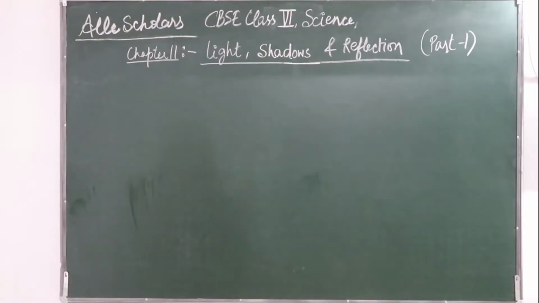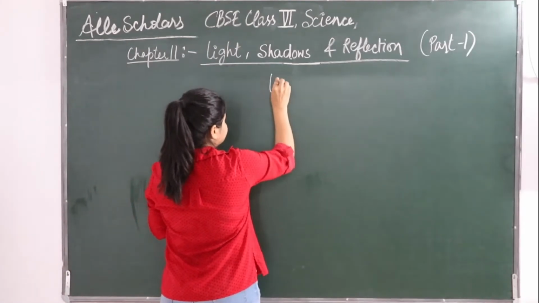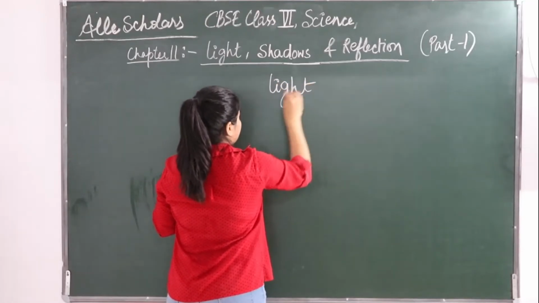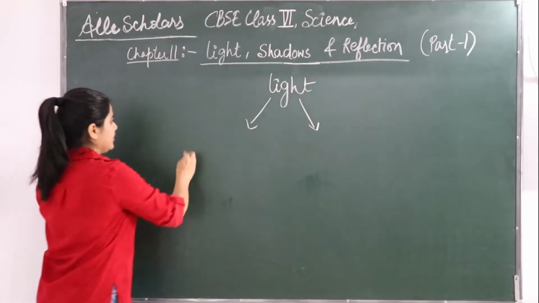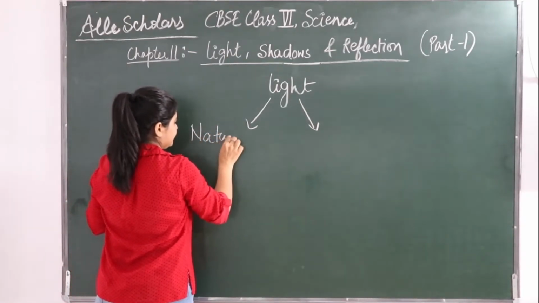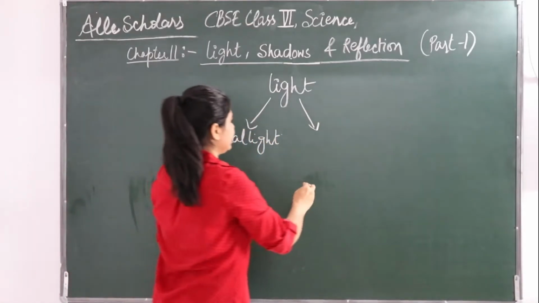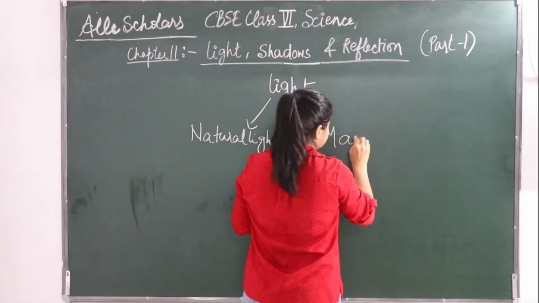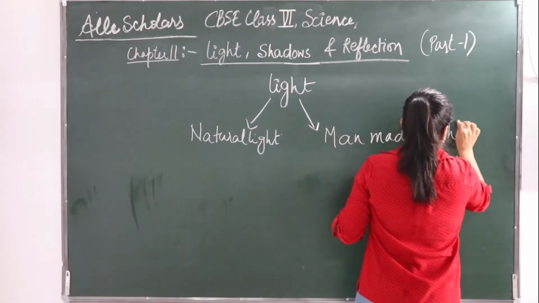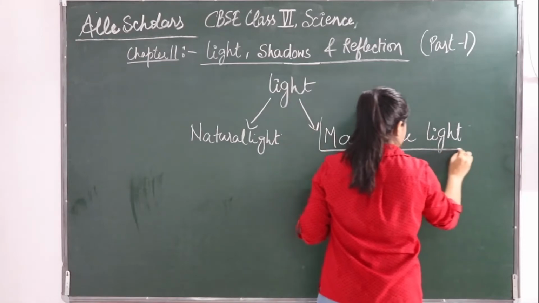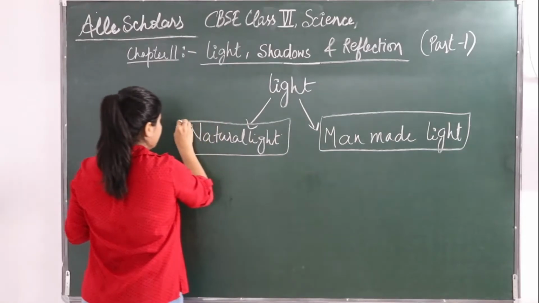So if we talk about the types of light, light can be of two types. Okay? One form of light is natural light. And the other form of light is man-made light. So one is man-made light and the other is natural light.